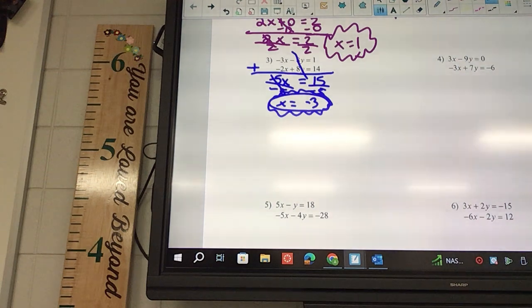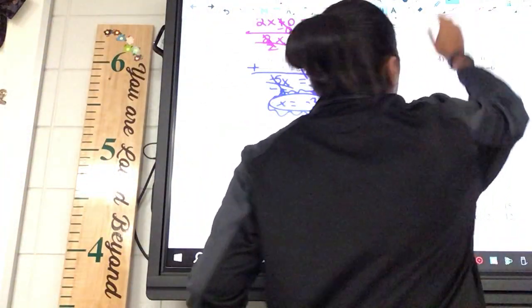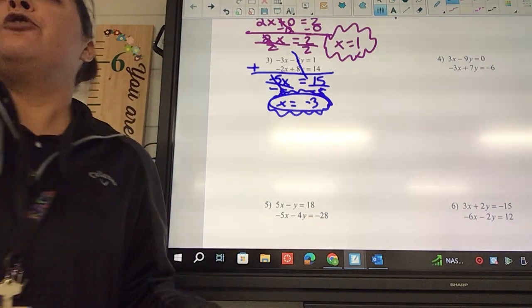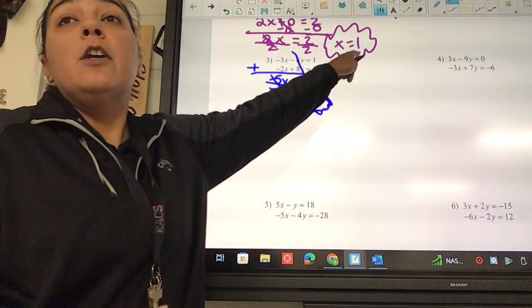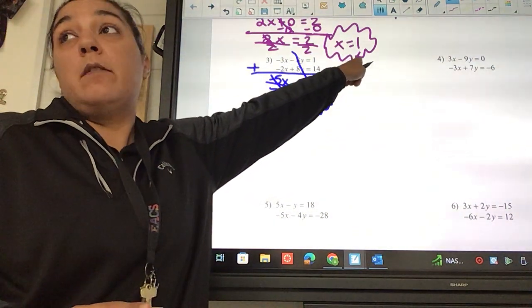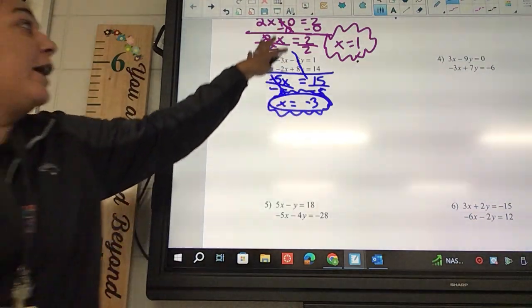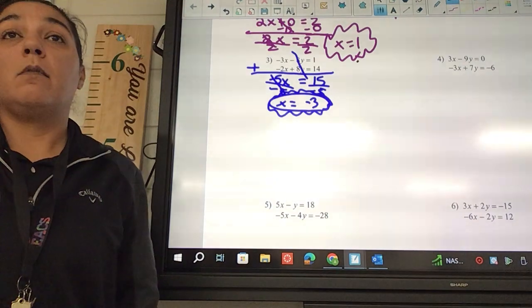Now what do we do? Use one of the equations. Would you like to use equation 1 or equation 2? Equation 1. Now, if you picked 2, that's fine, you could do 2 and you could do 1. On the last one, you guys, no matter what, should have ended up with 1 for your answer. Not on this one, because I don't know what the answer is. But no matter which equation you pick, your other variable will be the same.